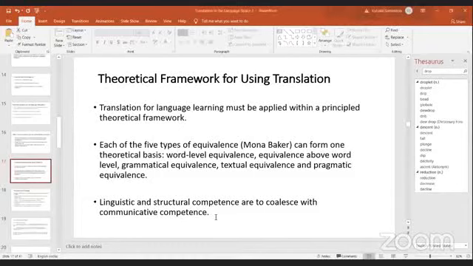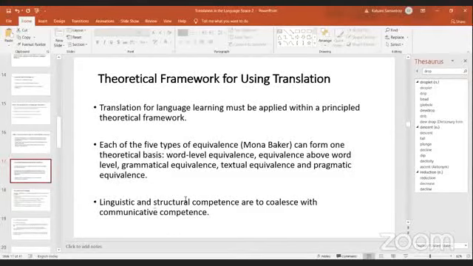This requires a very strong methodological principle and a strong theoretical framework, if we feel convinced that we should use translation as a pedagogic tool in our classrooms for language learning and language teaching purposes. There are also Baker's proposition of five types of equivalence. They can form one kind of theoretical basis, where equivalence is word level, above word level equivalence, grammatical equivalence.